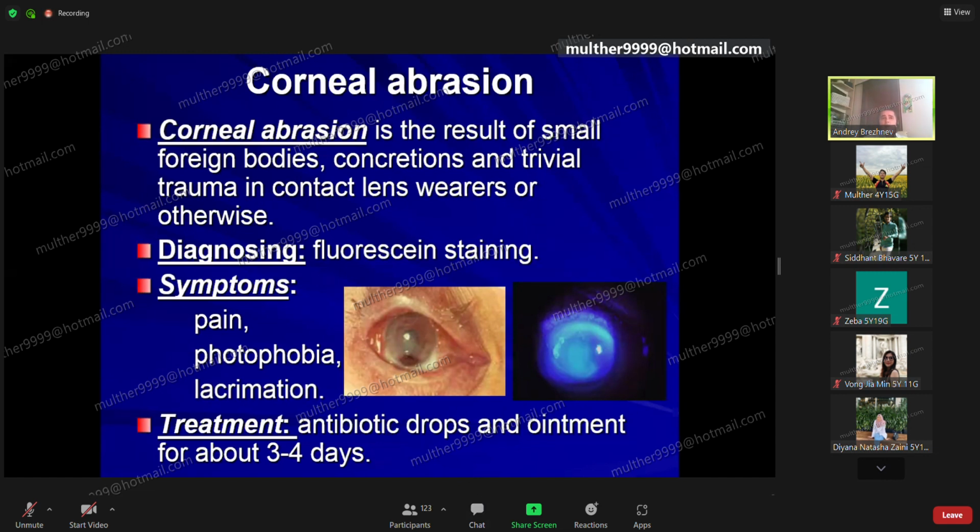The main symptoms of such a condition, like in the case of corneal superficial foreign bodies: pain, photophobia, lacrimation as a protective reaction. Treatment: antibiotic drops and ointments for about 3, 4, sometimes up to 7 days. Frequency of instillation depends on the area of the erosion, from 2, 3 to 5, 6 times per day.